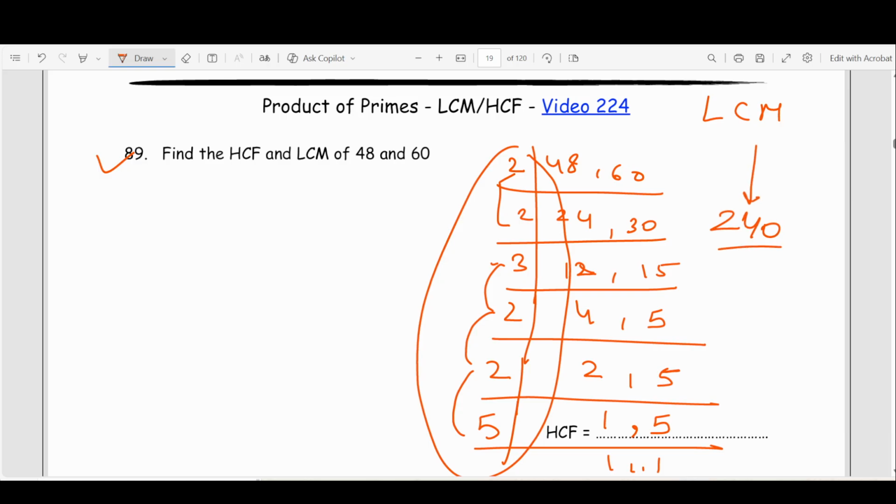This is the LCM. To find the HCF, we don't need to get 1, 1 at the end. HCF is 12 and LCM is 240. Very good. That's great. So for the HCF, just do the same thing, but you can stop here. So just multiply these numbers to get the HCF. Because we have to stop when we get prime numbers. Here we have prime numbers.